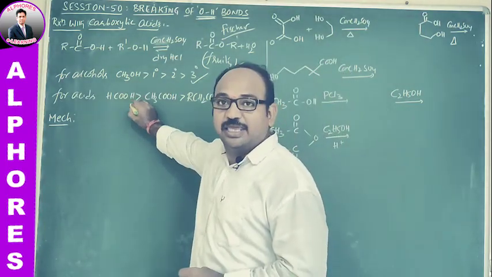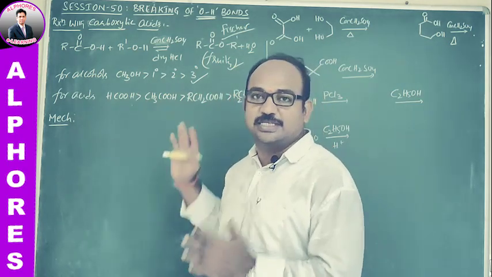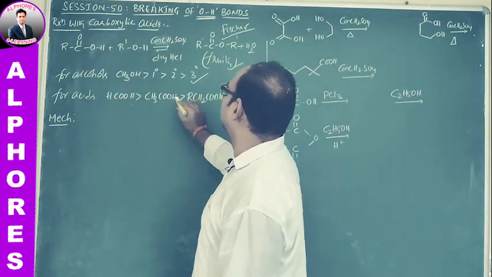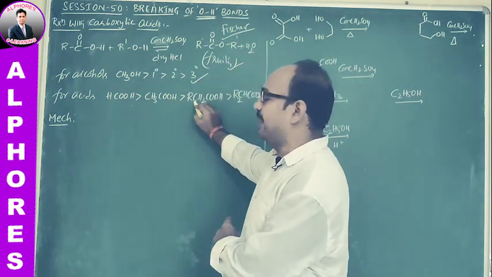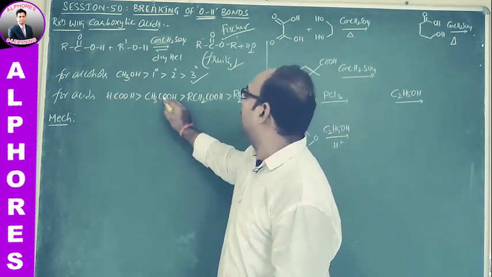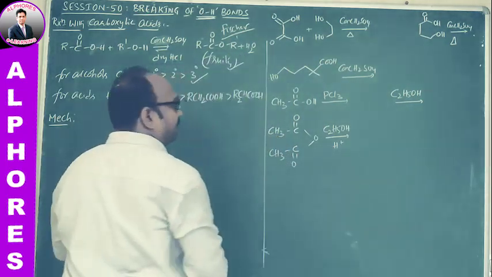And for carboxylic acids, the order towards esterification is formic acid greater than acetic acid, and acetic acid greater than RCH2OH, R2CH2OH. That means the more the number of carbon atoms in the carboxylic acid, the lower is its ease of esterification.